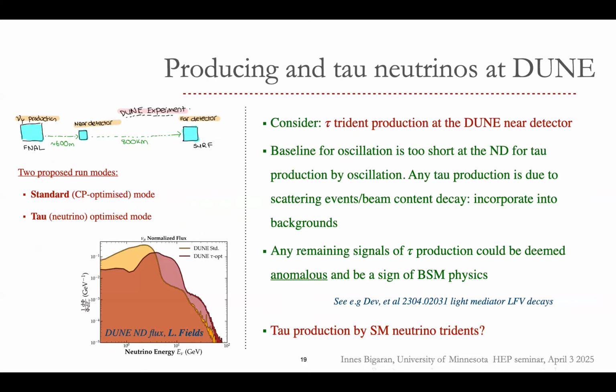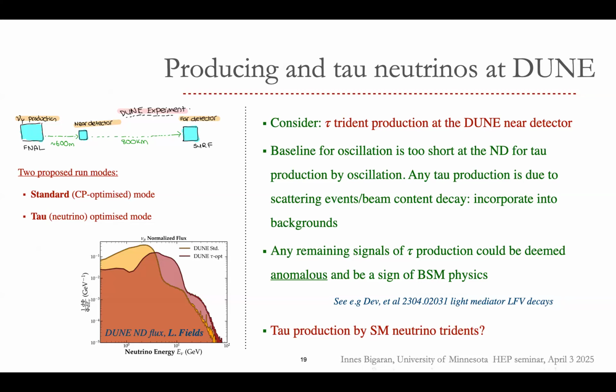Just to flag, I said earlier we have these thresholds for the production of taus. In order to assess whether we will be able to produce a tau muon trident at DUNE, we need to look at the neutrino energy spectrum, which is pretty well predicted by the DUNE collaboration. This is the near detector spectrum. The yellow one, which extends much higher for lower neutrino energies, is standard DUNE operation. There are actually two proposed run modes for the DUNE experiment. There's this standard or CP optimized mode, and these are optimized for neutrino oscillation, not for neutrino scattering. But I'm going to explain that this different optimization mode actually has different benefits for producing things in scattering.